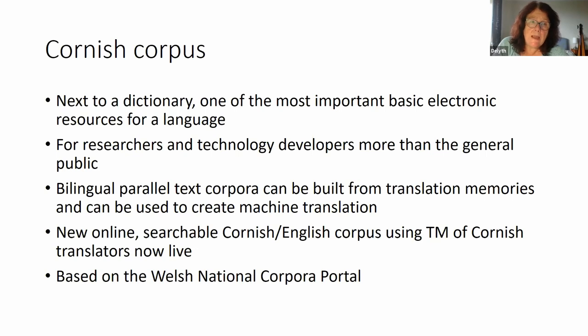And our interest in parallel text corpora certainly was that they can be easily built up from translation memories and can be used to create machine translations. And I don't think that we're that far away from a Cornish system if we can use, say, a parallel text corpus of the Bible in, say, one of the varieties of Cornish and an English parallel text. So that's something for the future, but we have been playing around with this for Welsh and having quite a bit of success in doing this.